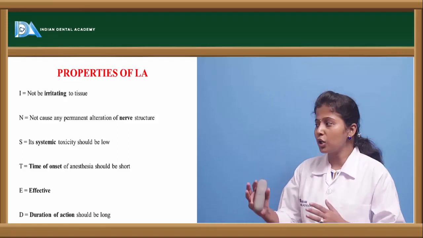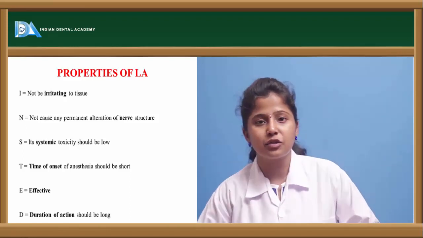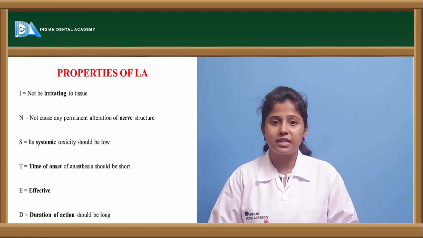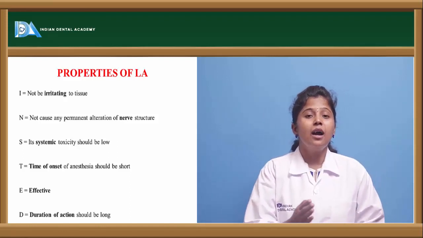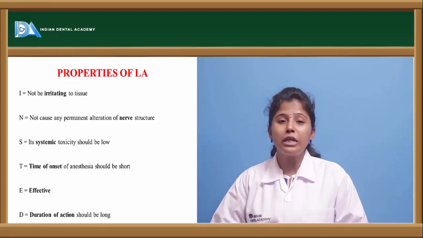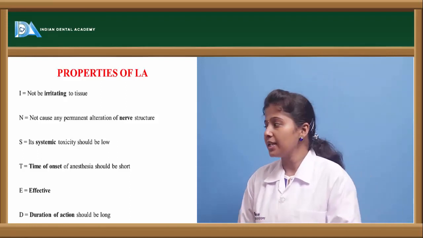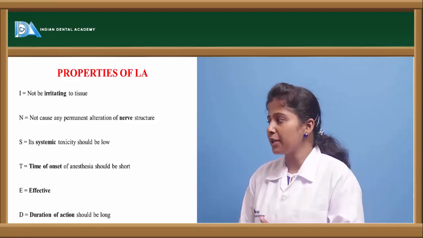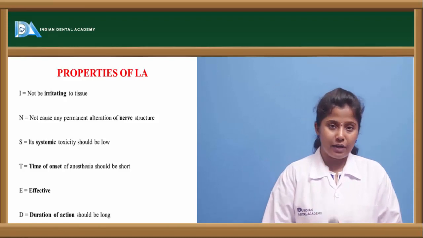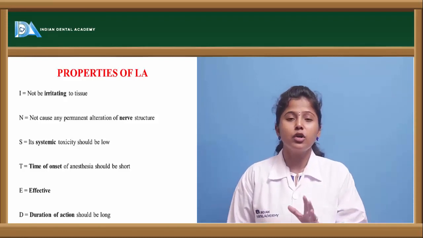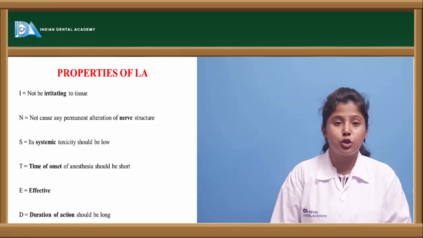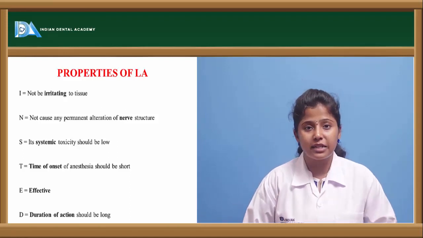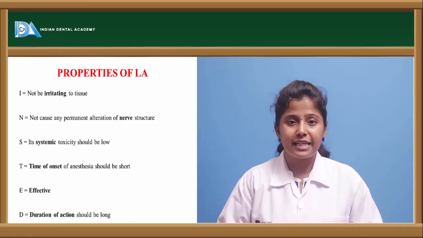N means it should not cause any permanent alteration of nerves. If we are injecting the local anesthetic to the nerves, it should not cause any nerve damage or alter any nerve functioning. And the other one is S. It is systemic. Systemic toxicity should be low. If we are applying at the particular area, it should not cause any toxicity or any sort of rashes or hypersensitivity reactions where it is injected or applied.